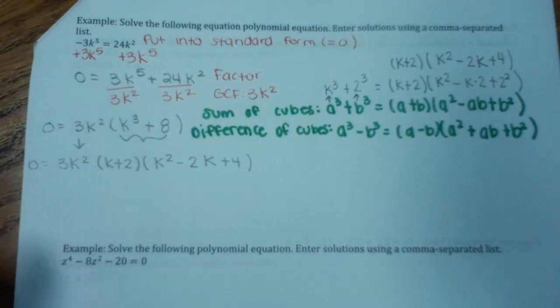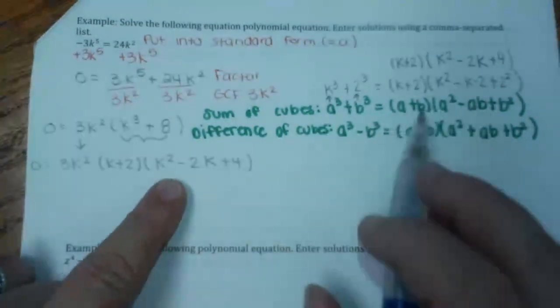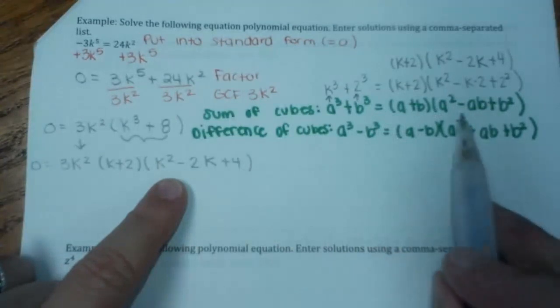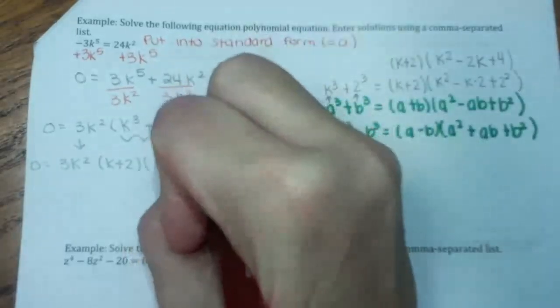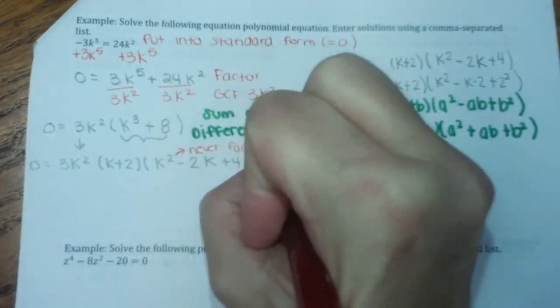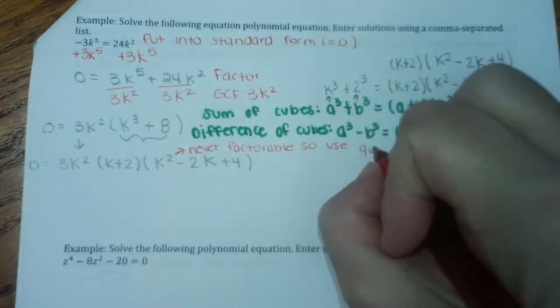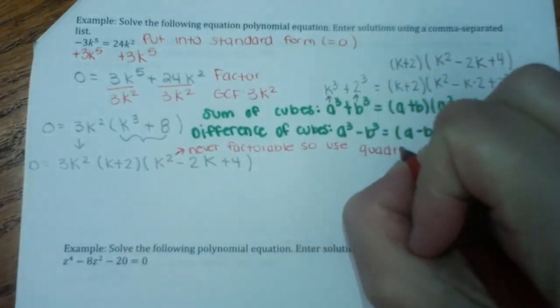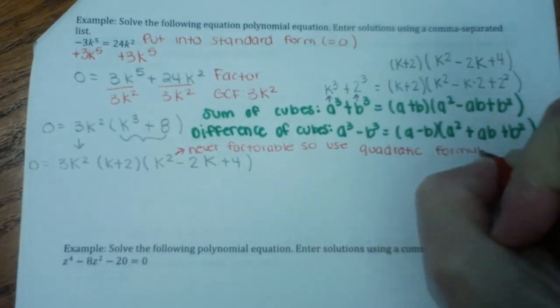All right, so now we have it in factored form. By the way, whenever we plug this in from these sum or difference of cubes, this last thing is never factorable. So don't even waste your time. We know it's not going to be factorable. So that means we're going to use, it's a quadratic, it's x squared, or in this case, k squared. So we're going to use the quadratic formula.